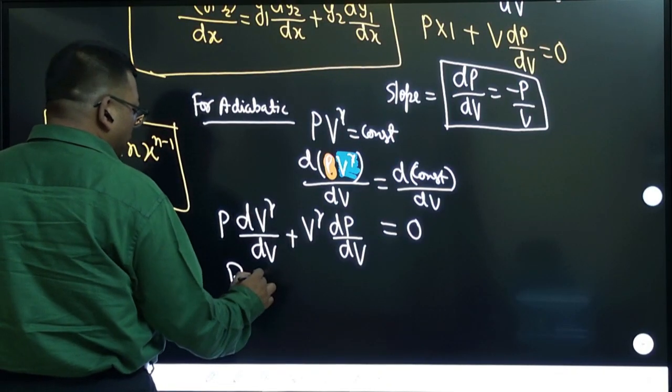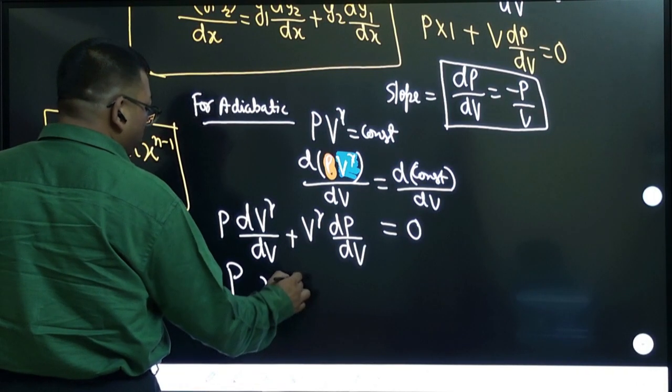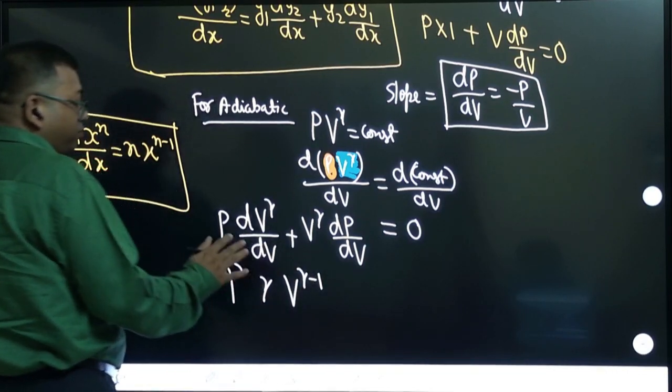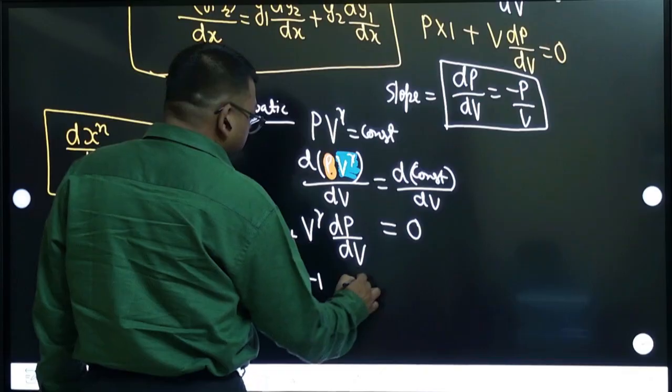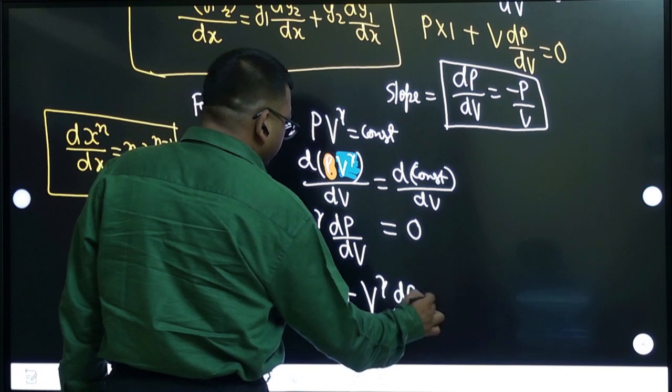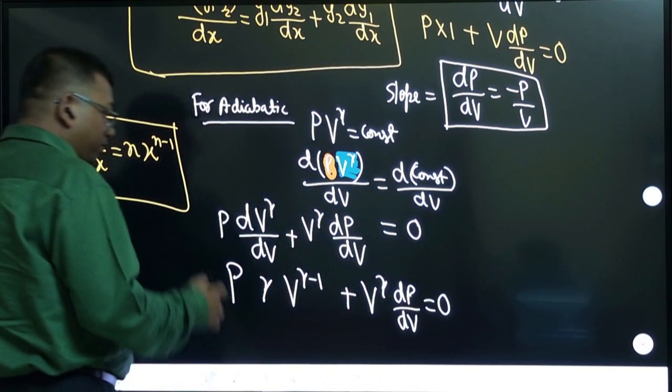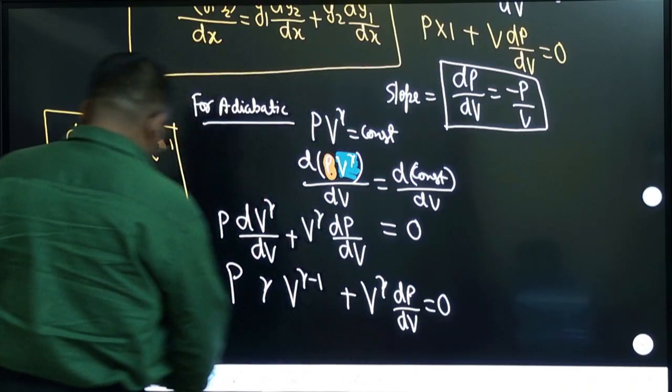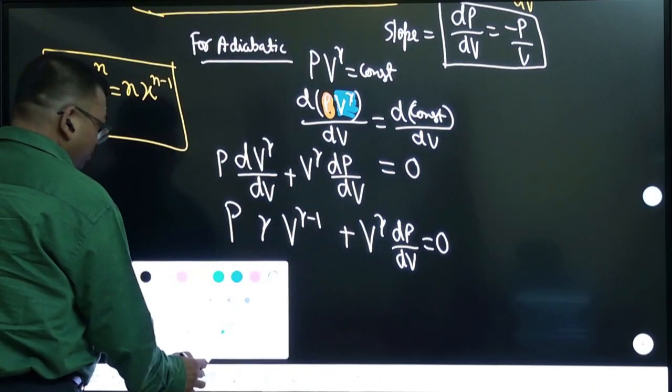So here this gamma will come out, then volume power gamma minus 1. That's the formula we have used. And this is volume power gamma, this dp by dv, which is the slope of this adiabatic graph. Let us try to calculate. Let us try to find out dp by dv.